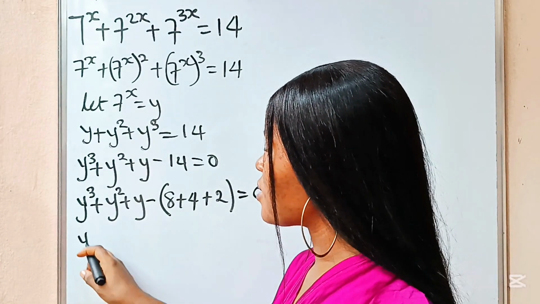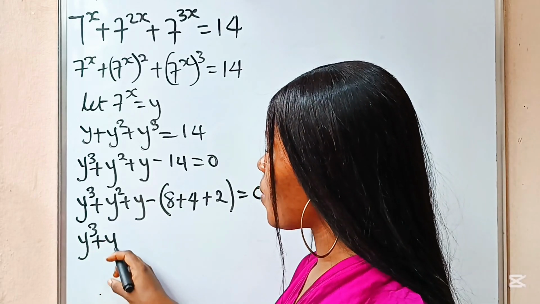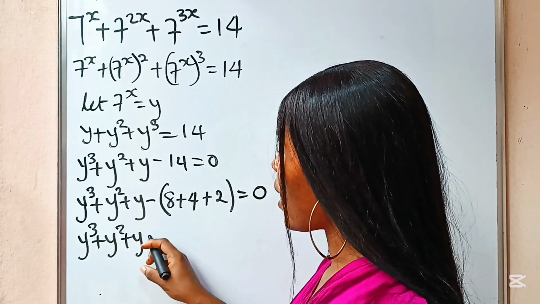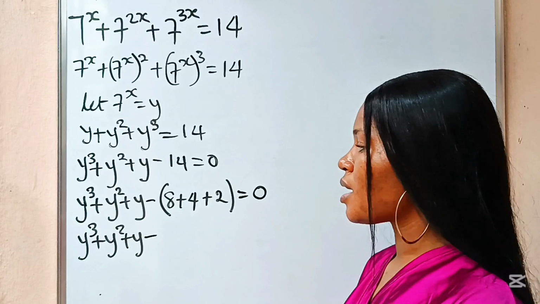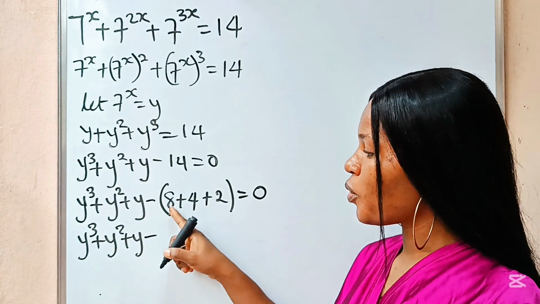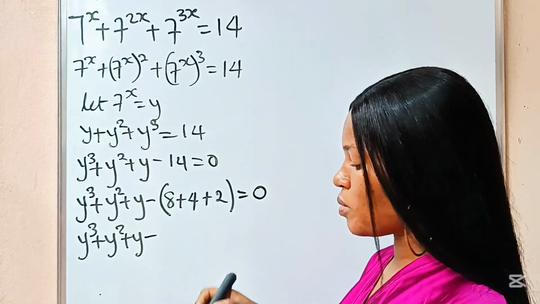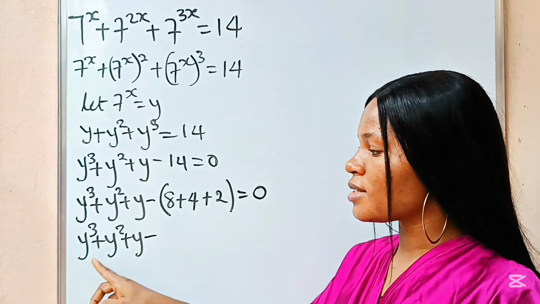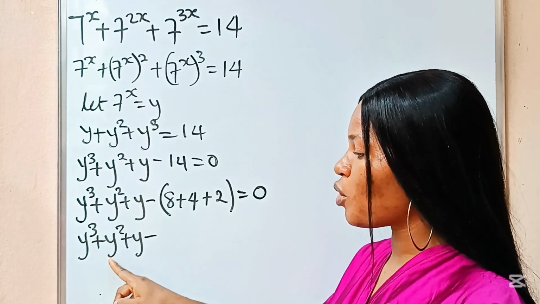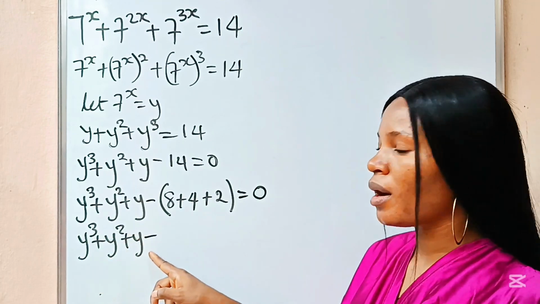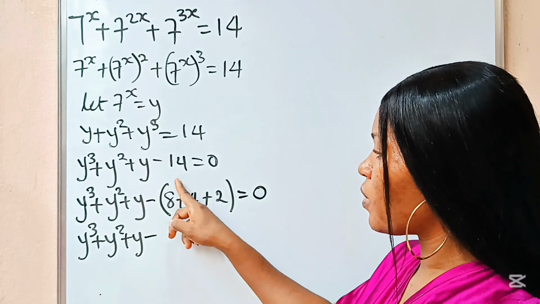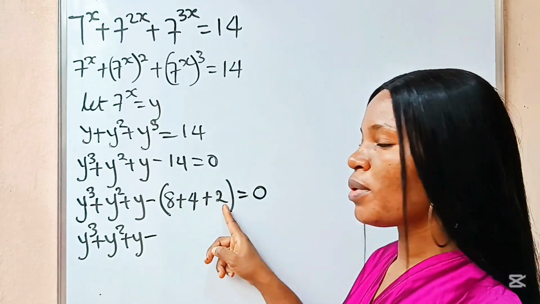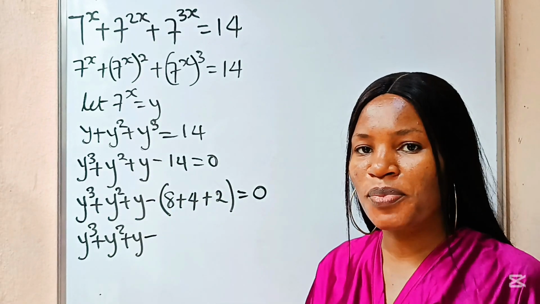Now we have y to the power of 3 plus y squared plus y. Let's open this bracket. You are going to see soon why I chose 8 plus 4 plus 2, because I explained something here. It's the same number raised to the power of 3, the same number raised to the power of 2, plus the same number. And this is 2 raised to the power of 3, 2 raised to the power of 2, plus 2. So that's why I chose this, all right?